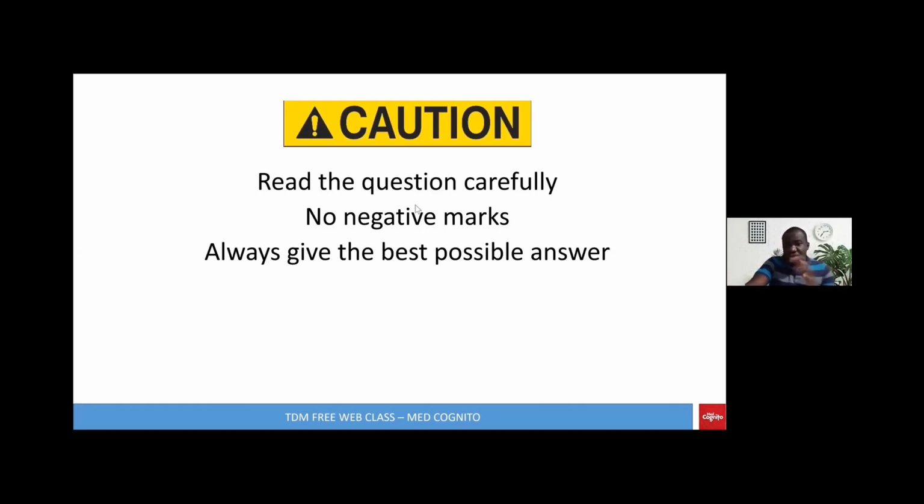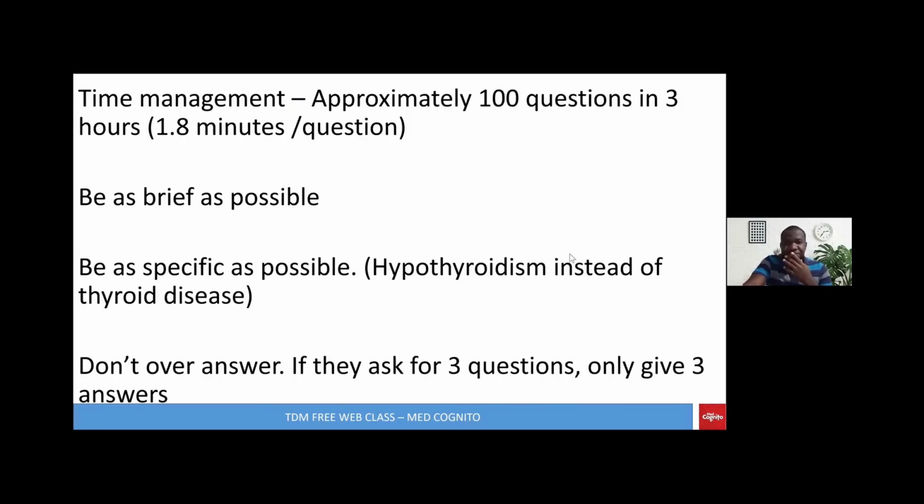As I mentioned, no negative marks. Read the question carefully. Always give the best possible answer. Leave no question unanswered. We've talked about this. You have questions in 3 hours. So what that comes to is about 1.8 minutes for a question. So you're not supposed to spend more than 2 minutes on a question. Be as brief as possible and concise. Be as specific as possible.